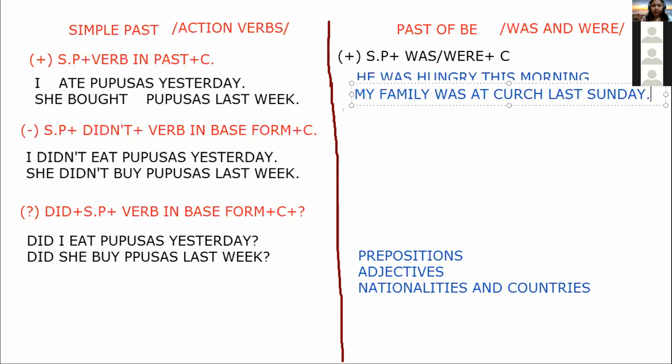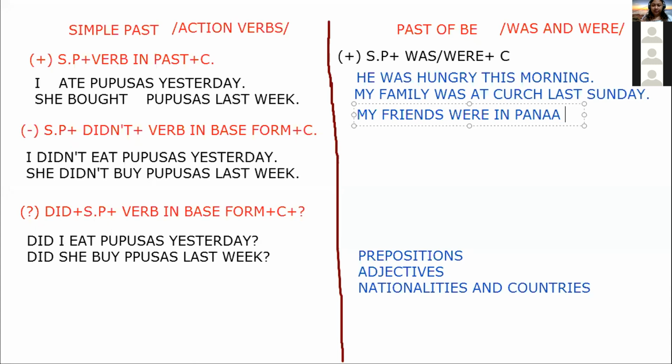Nationality or country. I'm not going to use nationality, but country. So we say my friends. Was or were? Were, because it's plural. Were where? In what country? Canada, Panama. Okay. In Panama last December. Give me a holiday. For Christmas. We can understand it. It's for Christmas. Don't worry.